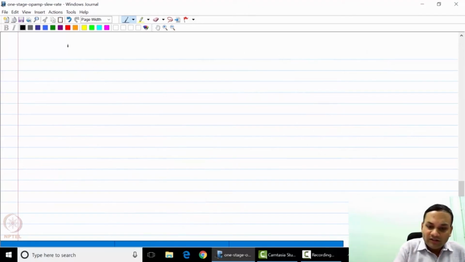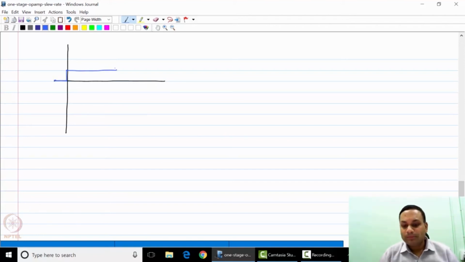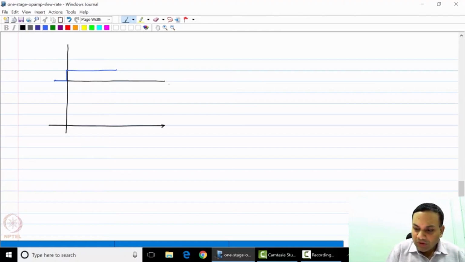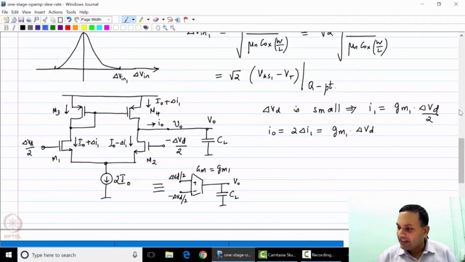So if I were to plot the input and output voltages, let me first plot the input voltage. I'm giving a small step voltage in the input. The output voltage now, remember the x-axis is time, and here this is delta VD and this is VO. So for this particular delta VD, let me call that delta VD1.